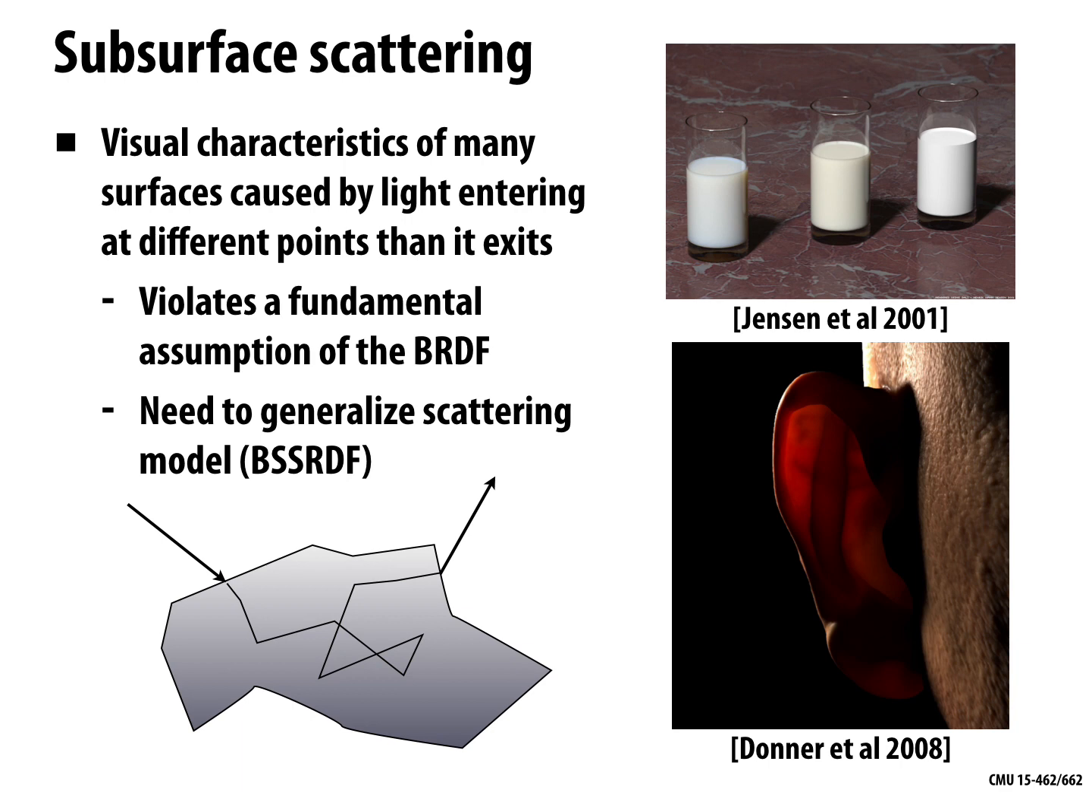This idea so far violates a fundamental assumption about our bidirectional reflectance distribution function. Namely that light coming in at that point goes out at that same point. So we need to generalize our scattering model to handle these more complex phenomena and talk now about a BSSRDF, a bidirectional subsurface scattering reflectance distribution function. Okay, and here's that example of the ear that I was talking about.